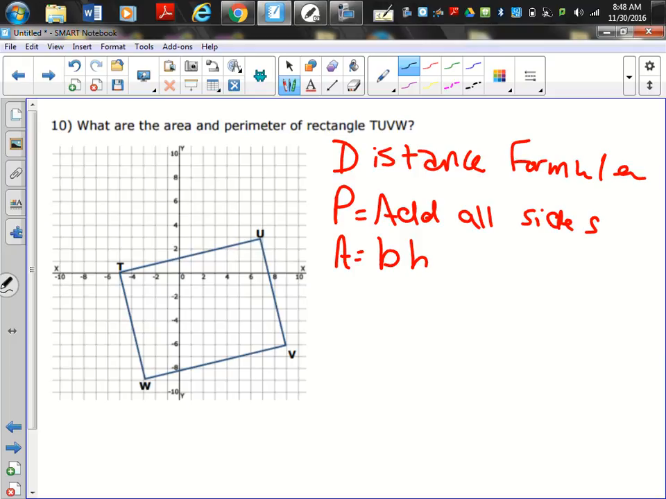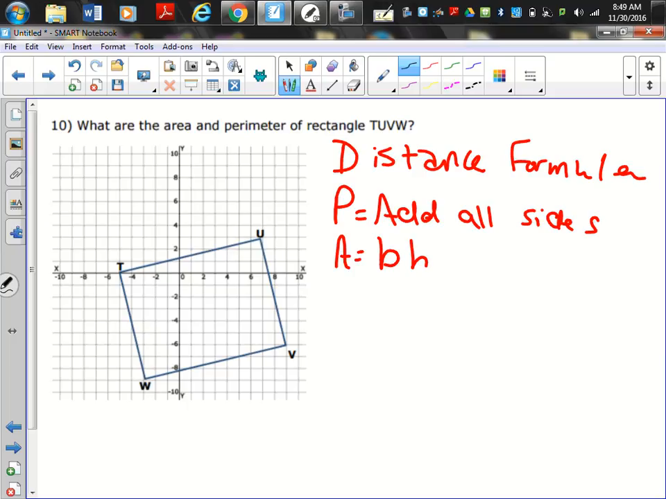What do I have to do? Martavius, count the squares. Alright, so do I have any lines that are horizontal or vertical? No. So can I count the squares? No. Good. Since I can't count the squares, I have to use the distance formula.